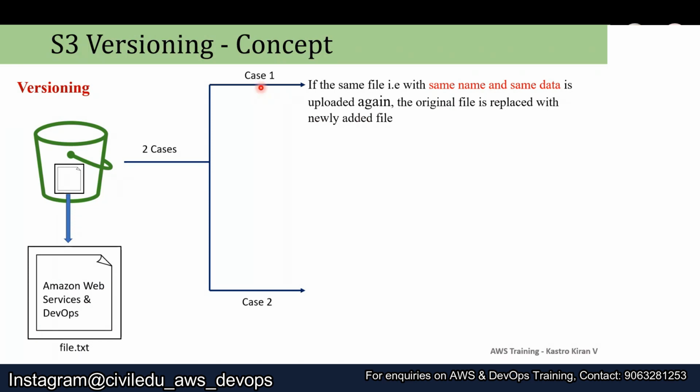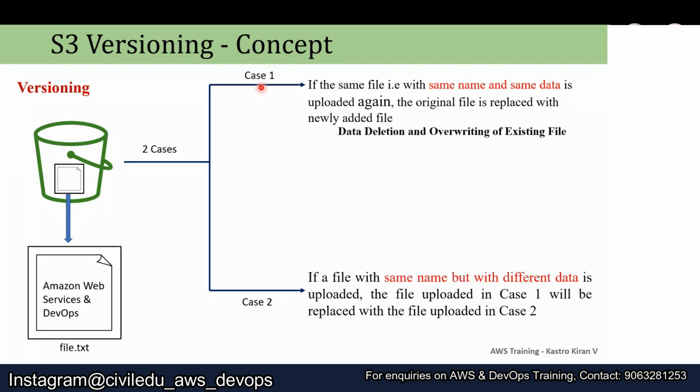Right? Now, let us understand case two. In case two, I will give the same name to the file. I'll not change the name of the file. I'll give the same name, which is file.txt. But I'll keep different data. Instead of Amazon Web Services and DevOps, let's say I'll keep 1 week workshop when I'm uploading the file in case two. But remember, the file name remains the same. I'm not changing the file name. I'm only changing the data inside the file.